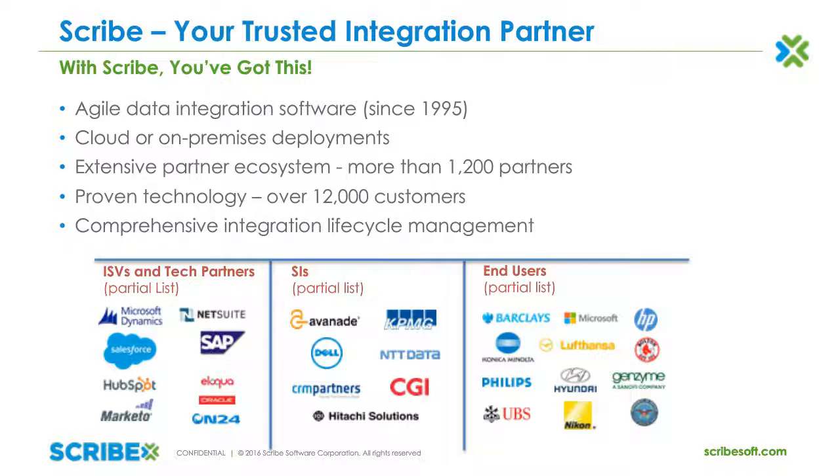So just one piece of background on Scribe itself. We've been in this business of data integration for 20 years. We obviously grew up before cloud, so we handle both cloud and on-premise deployments just as equally and just as easily. And we have an extensive partner ecosystem, more than 1,200 partners that can adapt and create solutions on your behalf. And our technology is very much proven. So we have over 12,000 customers on both our on-premise and cloud-based platforms.